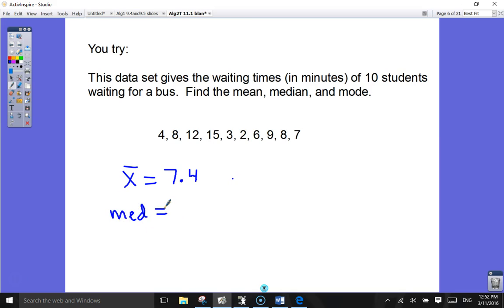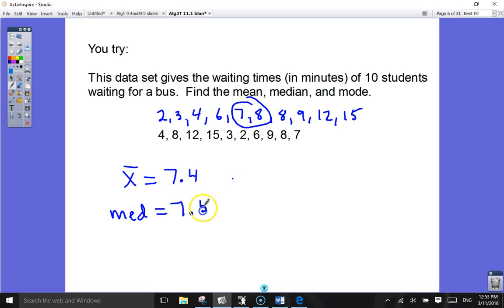Okay, so in order to do that, you had to put them in order, right? So you had to say 2, 3, 4, 6, 7, 8, 8, 9, 12, 15. So then you had to throw out high and low, high and low. It's going to be the average of those two right there, 7.5. Pretty close. Okay, and then what is the mode?